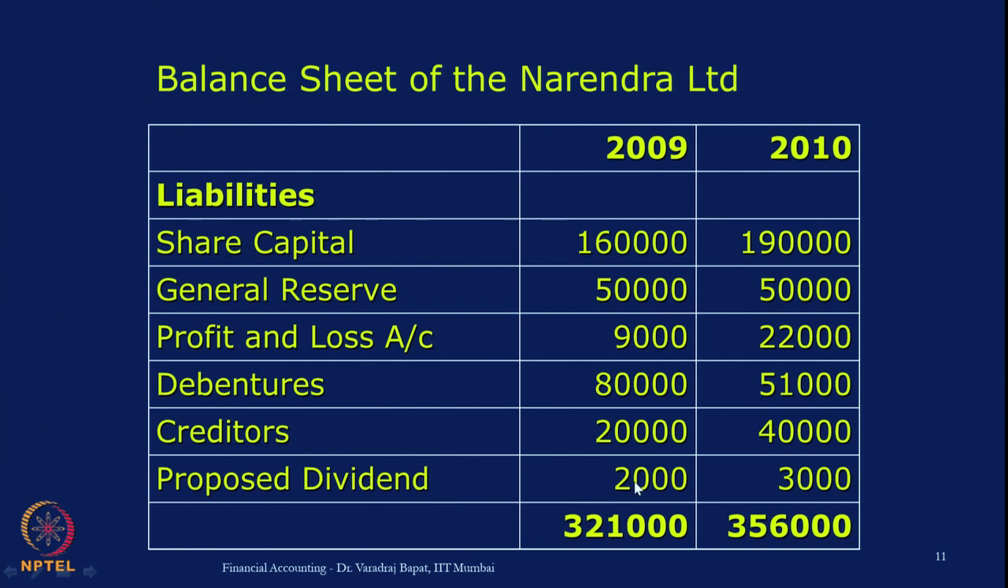Next is proposed dividend. Now, this is a tricky item. It has increased from 2 to 3. What type of item is it? Is it O? No. Is it I? No. It is F. I think you remember, we have discussed that payment of dividend is always F. How much amount? 2000 or 3000 or 1000? Mostly the difference is the cash flow, but here it is not the difference. The whole of last year's amount would have been paid.